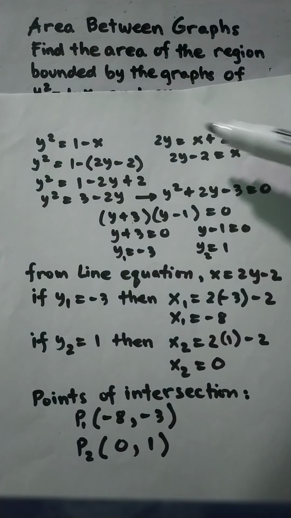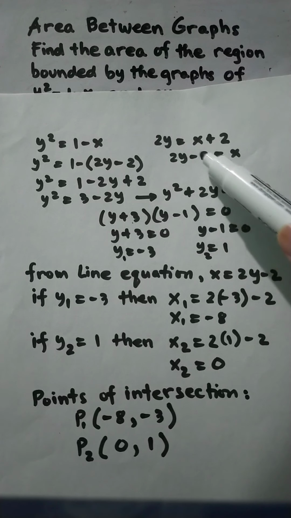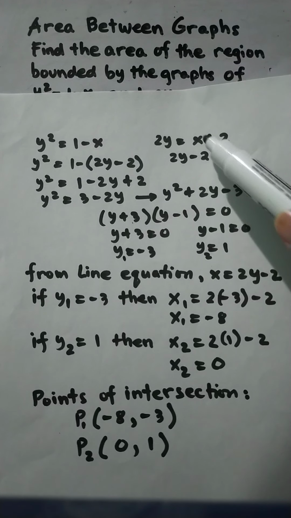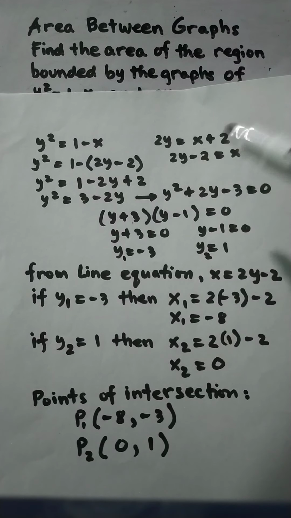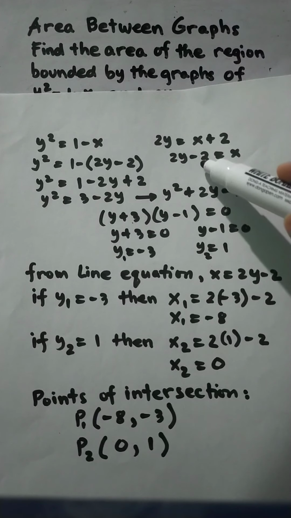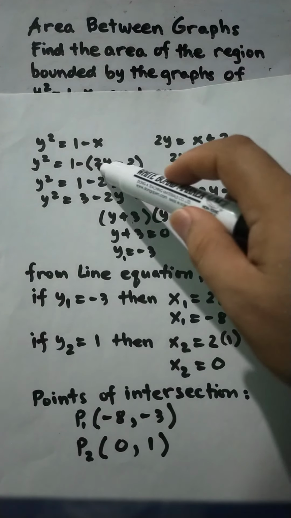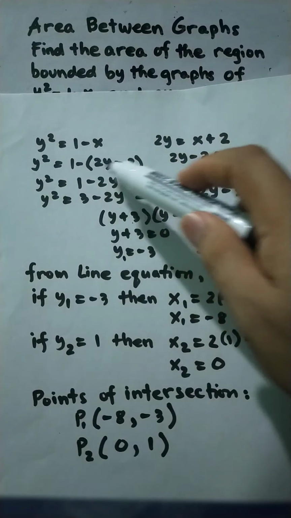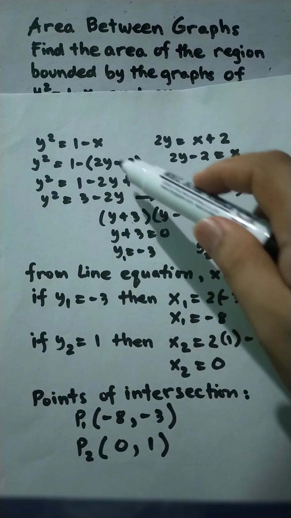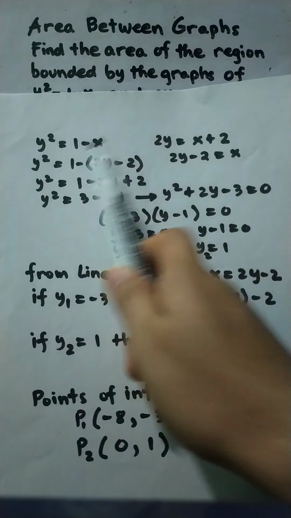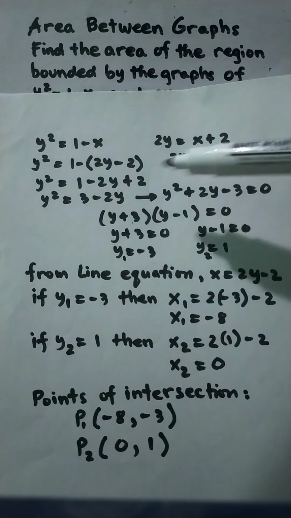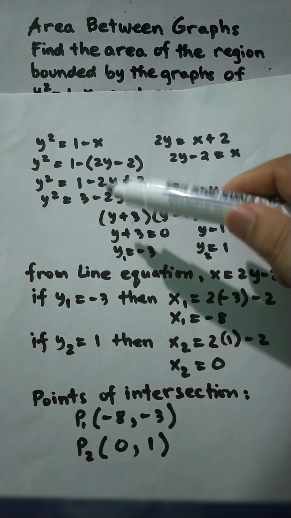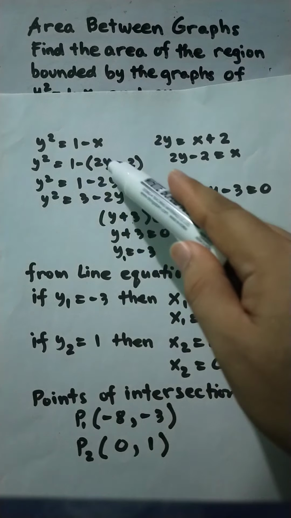Remember, our equation of line is 2y equals x plus 2. So 2y, our 2 will be transferred to the other side. That becomes negative 2, and then equals x. In other words, the value of x is 2y minus 2. I am using this x in our equation of the parabola. In other words, I am now combining the two equations, the equation of line and the equation of parabola. Okay, so that is 2y minus 2.